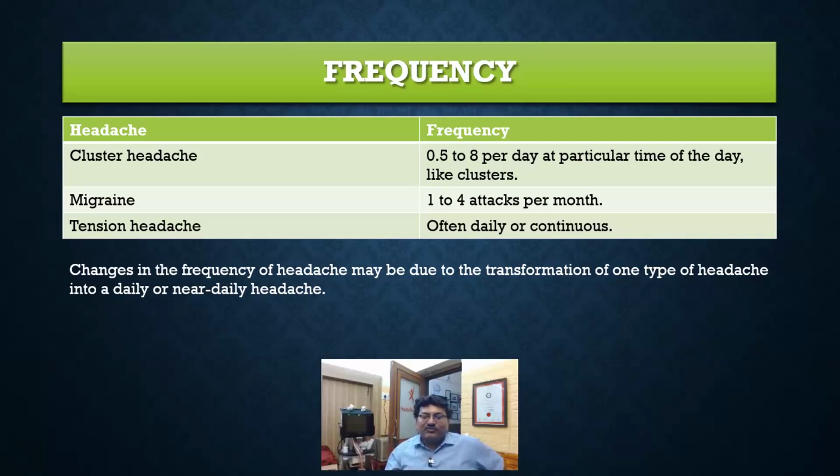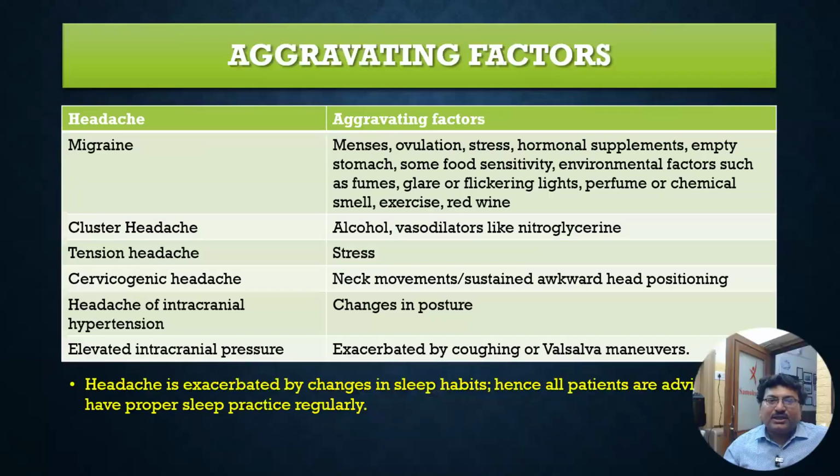Remember, changes in the frequency of the headache may be due to transformation of one type of headache into a daily or near daily headache. Now coming to the aggravating factors. For migraine, there are some triggers that we all know, like menstruation, ovulation, stress, hormonal supplements, empty stomach, some food sensitivity, environmental factors such as fumes, glare, flickering lights, perfume or chemical smell, exercise, red wine, and even late nights can initiate the attack of migraine. And these are known as the triggers for migraine.